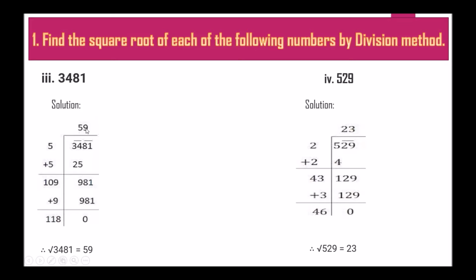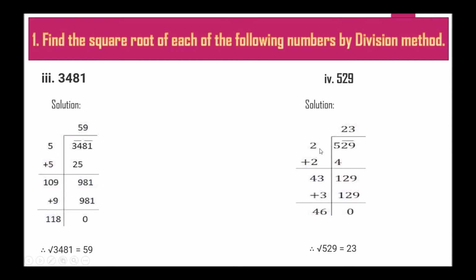3481. So 5 into 5, that is 25. We'll add 5 here, so 10. Now we will take the number 9. So 109. 109 into 9, that is 981. So we will add 9 here, that is 118. So the answer is 59.